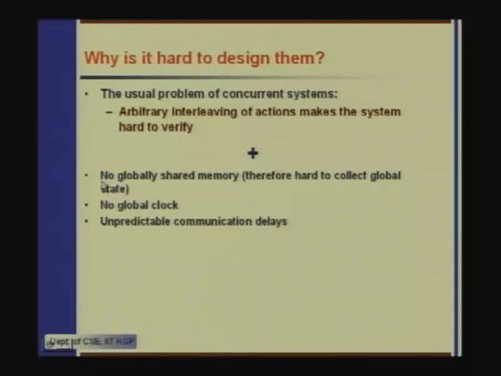The other problem is that there is no globally shared memory. So, therefore, it is hard to collect global state. Okay. We will see how to implement global state collection algorithms. There is no global clock, and there are unpredictable communication delays. Okay.